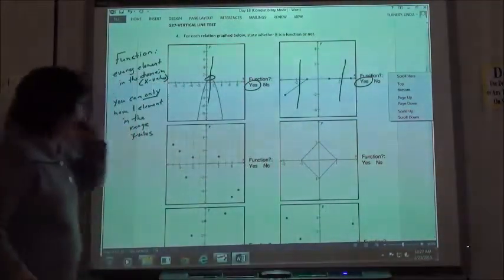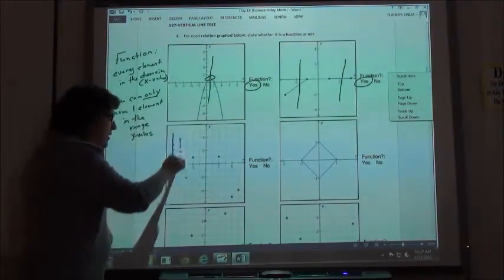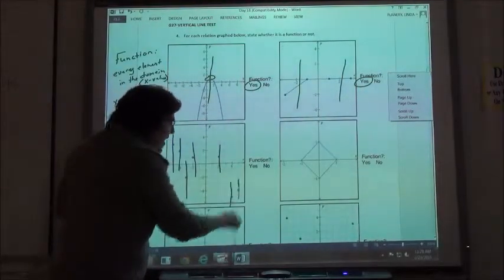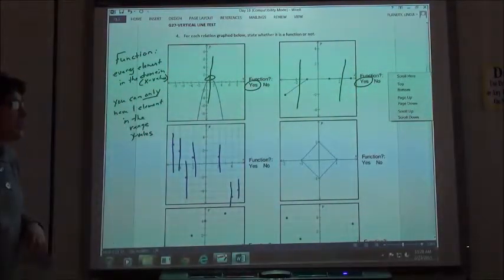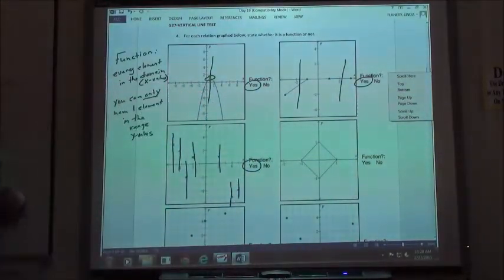If I look at the next two, here, if I draw my vertical line, if I draw it here, it touches once, here once, so forth, all the way through my graph, any vertical line only touches 1 dot at a time. Yes, that is going to be a function.